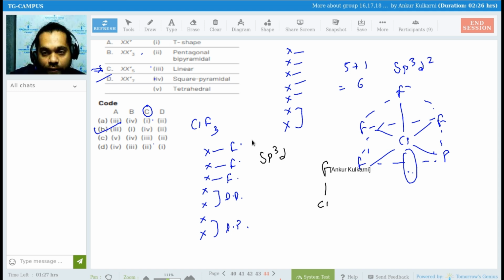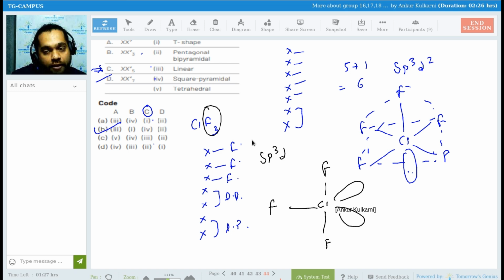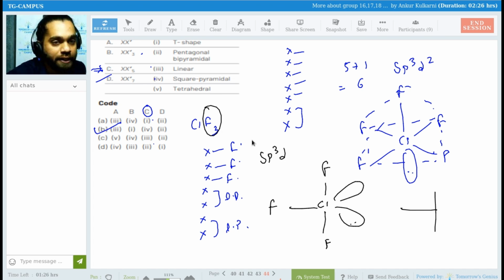So I have fluorine over here, correct? Then I have a fluorine over here. I have one more fluorine, and then lone pair, lone pair. Lone pair, we ignore it. So what did I get? T shape. Turn your face like this and watch it. So it is T shape. So it is not ClF2, it is ClF3. So it is correct.